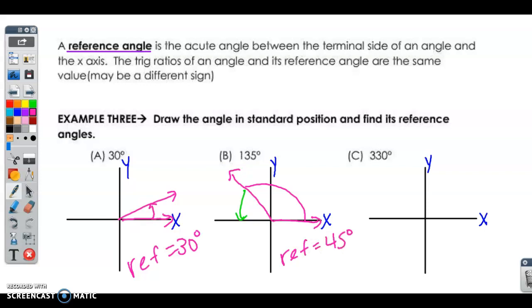And then the last one, 330 degrees. Well, the whole thing, all the way around one time is 360 degrees. So 330 is right about there, right? And that's 30 degrees away from the x-axis. So this reference angle right here is 30 degrees. Okay, so that's what a reference angle is.